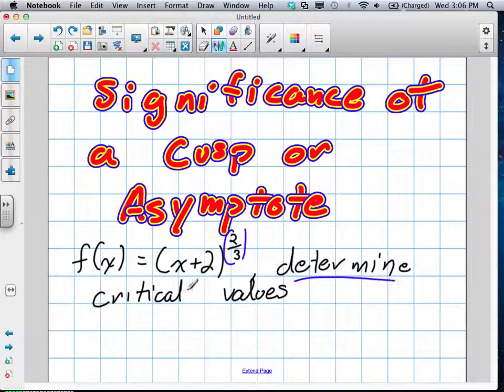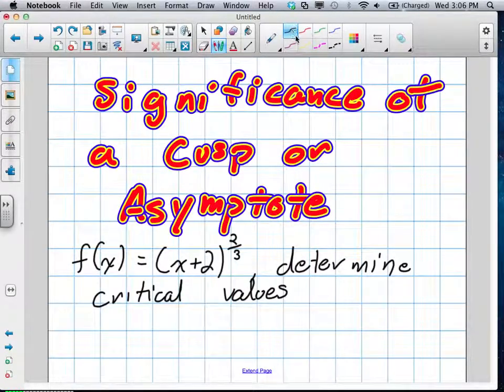It says determine critical values. Well, critical values are when we're talking about either local minimums or maximums, or possibly a cusp or an asymptote or a hole in the graph. So a critical value is when we're trying to find something that will be 0, and when we're talking about slopes, we know we always want the derivative of the function. That's how we're going to find critical values.